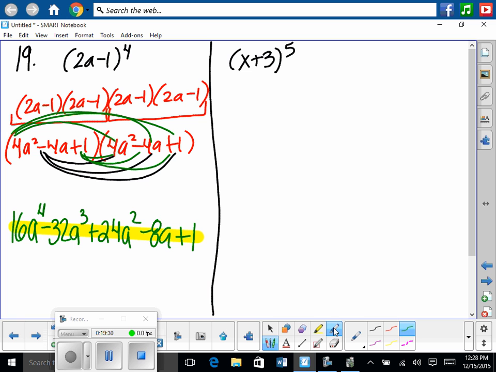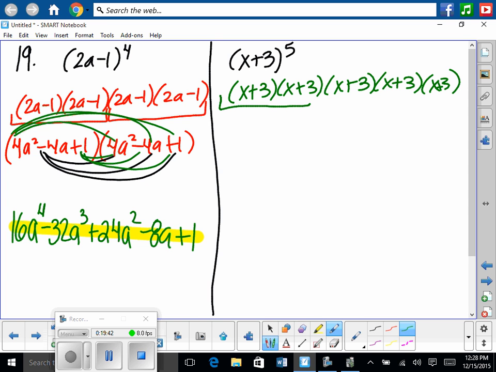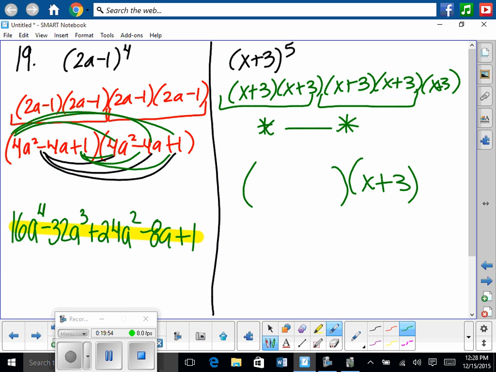Alright, on this next one, you'll do the same thing. X plus 3, x plus 3, x plus 3, x plus 3, x plus 3. And I multiply those two together, I multiply those two together, then I would multiply this with this, and then my last step would be to multiply whatever that is with x plus 3.